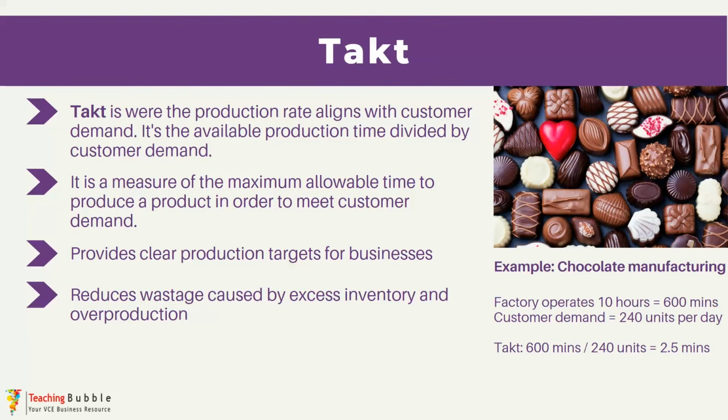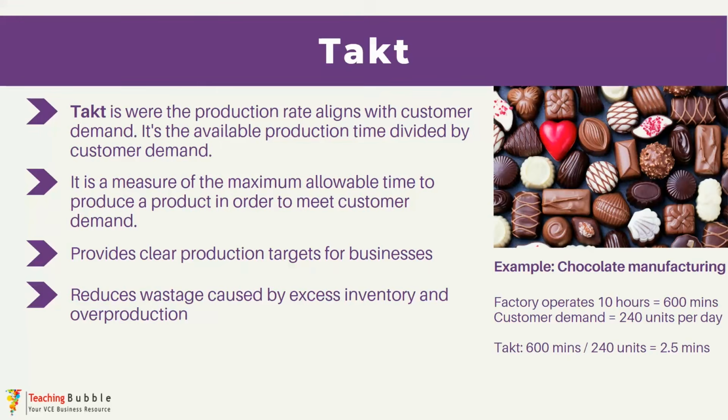So the facility's open for 10 hours per day in terms of their production, and the customer demand is 240 units per day. So if we work that out, we go 600 minutes divided by 240 units, and that works out to be 2.5 minutes per chocolate unit, providing a tangible target for the production process. So what needs to happen is, coming off the production line, every 2.5 minutes there should be 1 unit of the chocolates that's being produced. And that gives the manufacturing facility and all the employees a really clear target on what needs to be achieved.